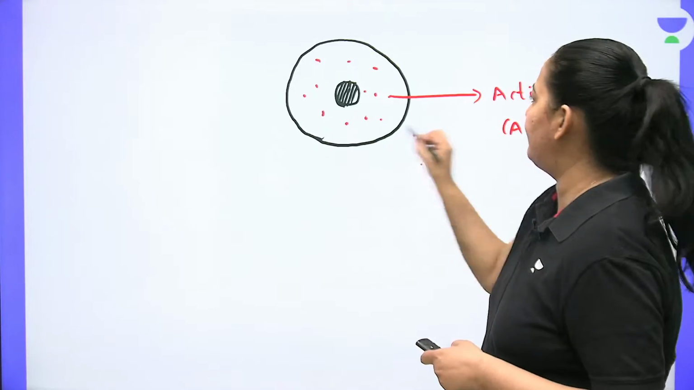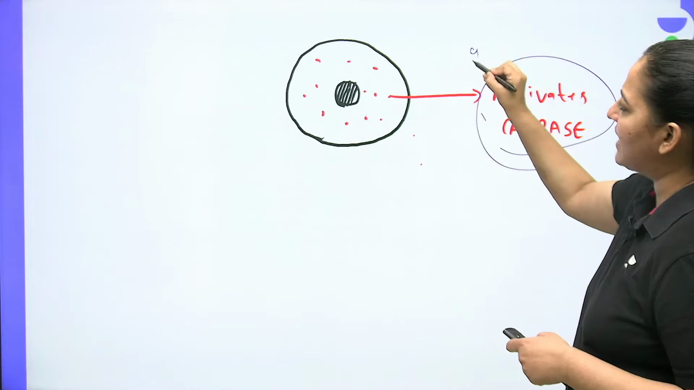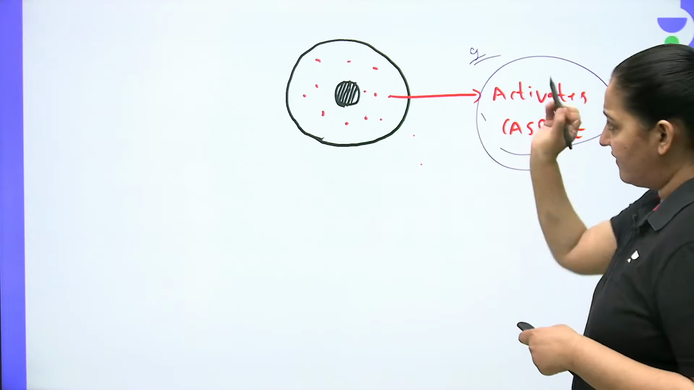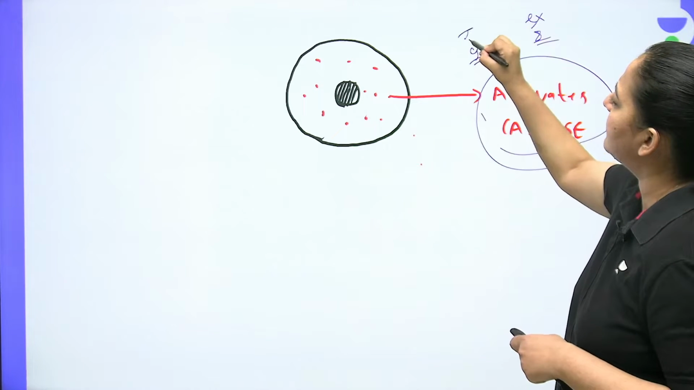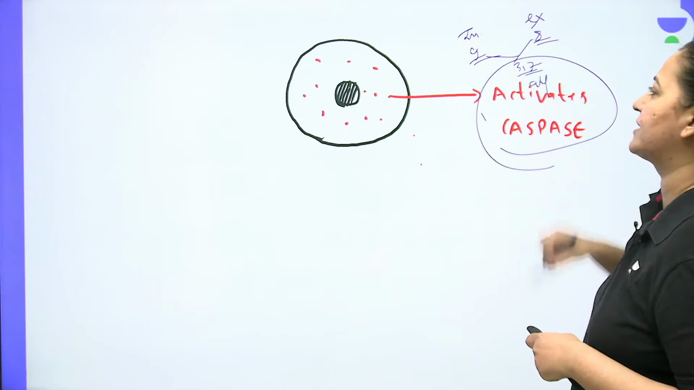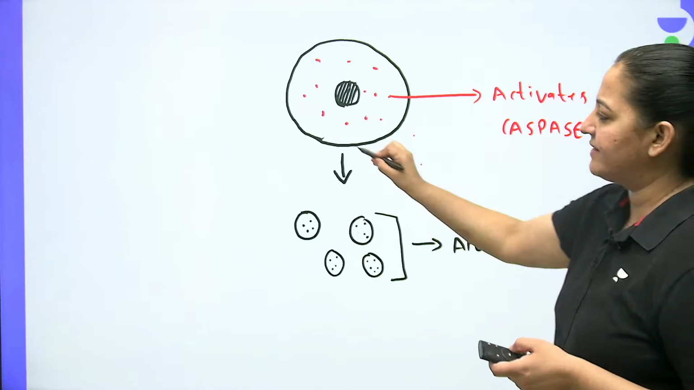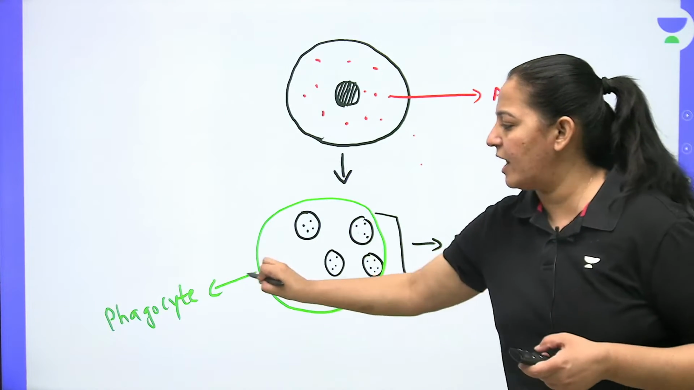And ultimately all the caspases are activated. If it is the intrinsic pathway, caspase 9 is the first caspase to be activated. If it is extrinsic, caspase 8 is the first caspase to be activated. Here extrinsic and intrinsic, and ultimately 3 and 7 are activated, and ultimately all are activated. So all caspases convert the entire cell into multiple small apoptotic bodies, and in the end a phagocyte will come and engulf it.